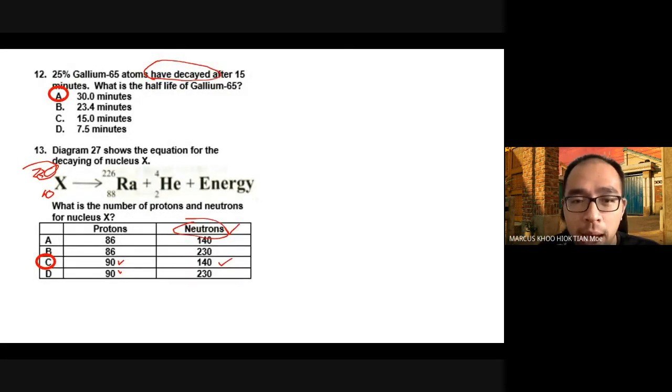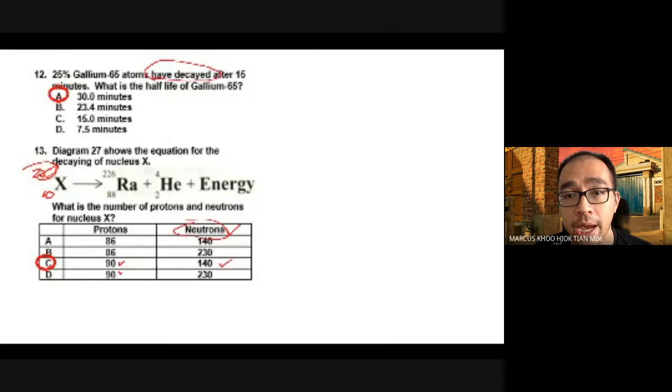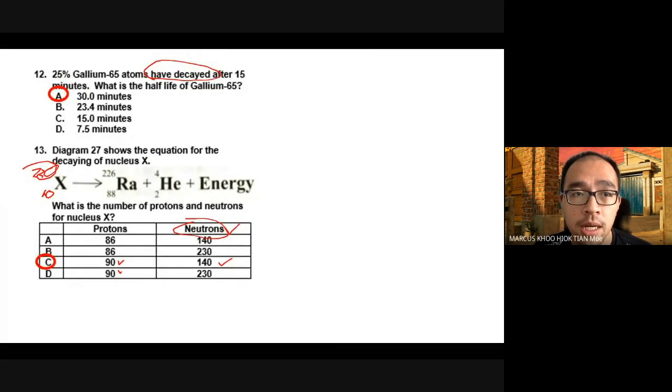One last thing before we go. We have finished this subtopic, which is called radioactive decay. This is something that I learned very recently, and I would like to hear from you because it helps me.